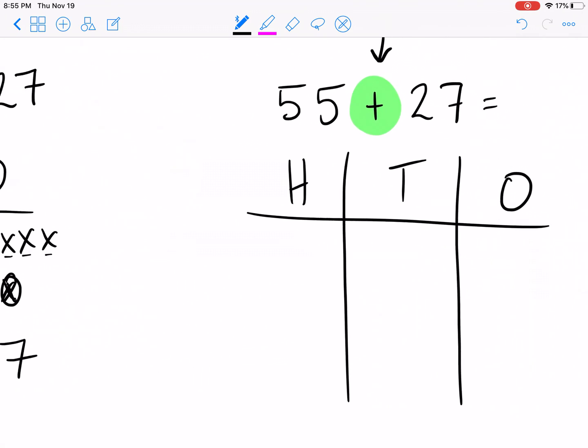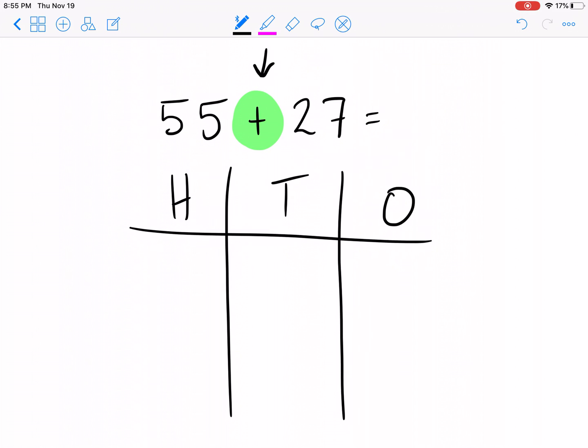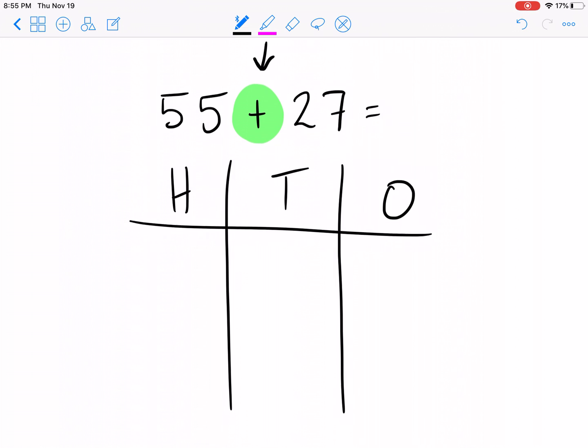Next problem we have is right here. So remember, look at your operation first. It's highlighted in green. That tells us what we need to do. Are we adding or subtracting? Well, I see that plus sign, so I know I need to add. When we add, we're putting two parts together to find the total amount.